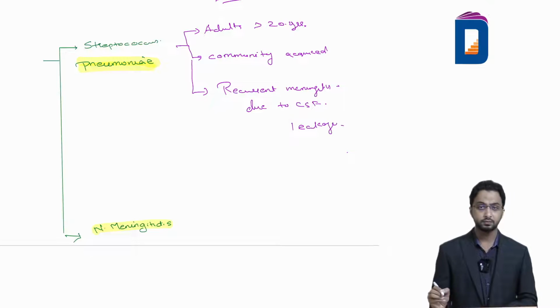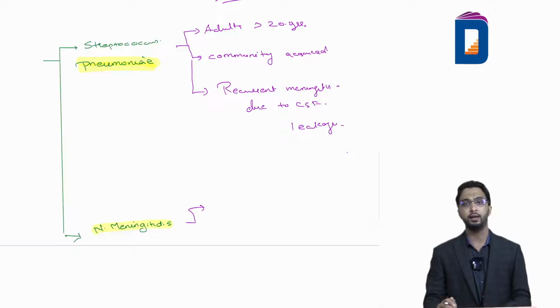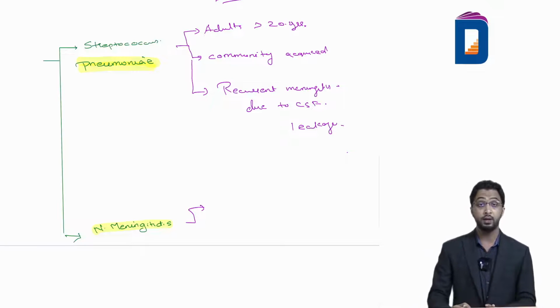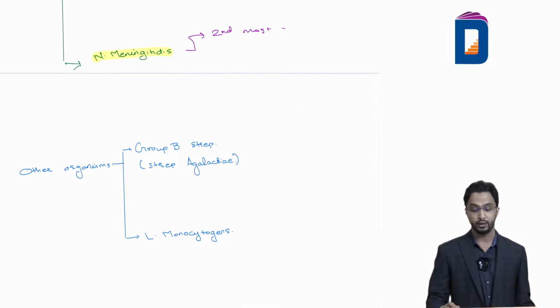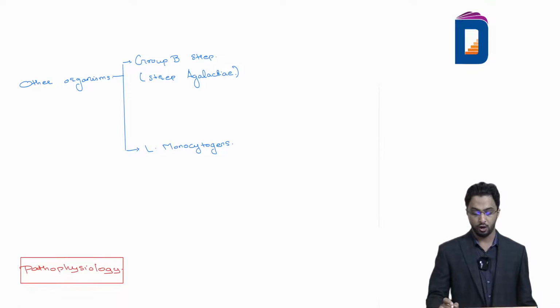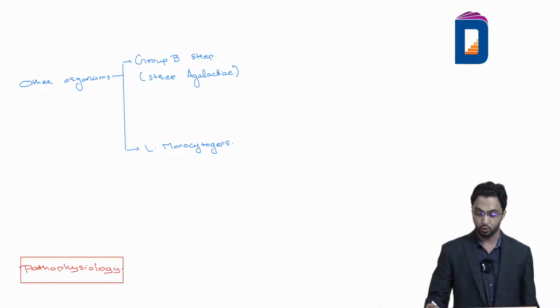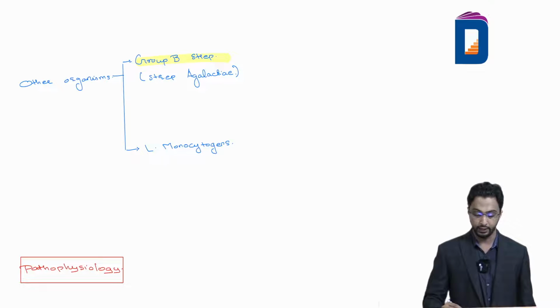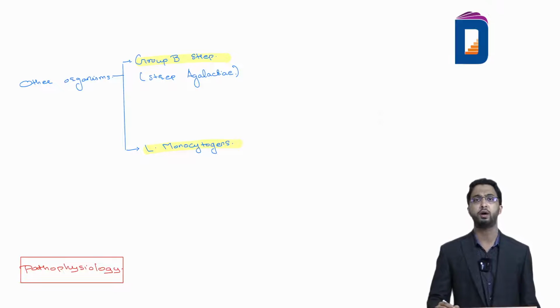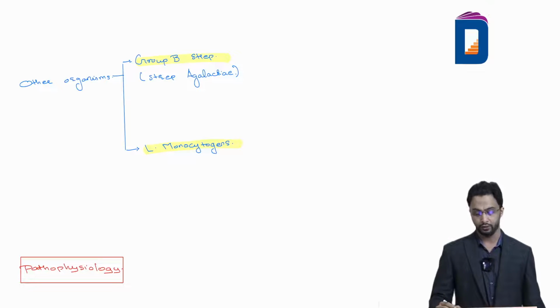Okay, that was about Streptococcus pneumoniae. Now when you come to Neisseria meningitidis, we have gone into detail about this in microbiology. Even for Streptococcus pneumoniae we have gone into detail, but Neisseria meningitidis is the second most common cause of meningitis in general. Now we have a little more to understand, that is other organisms which can cause this infection: group B streptococci and Listeria monocytogenes.